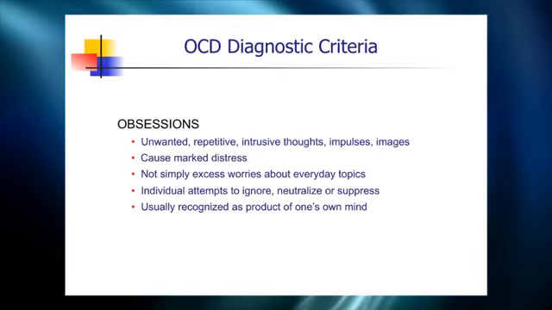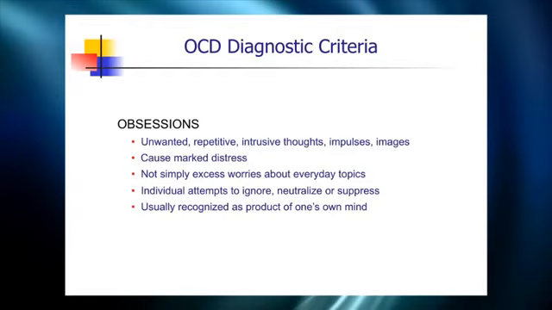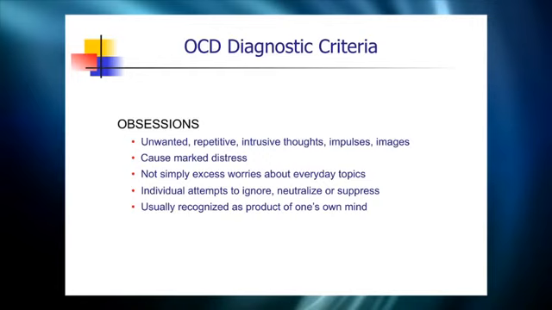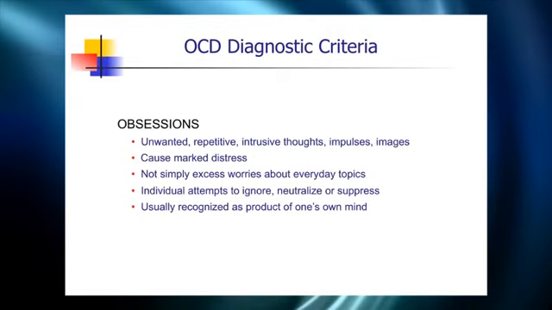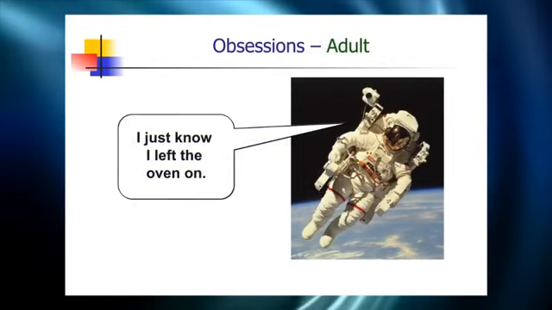OCD is characterized, as you might expect, by obsessions and compulsions. So what's an obsession? It's an unwanted, repetitive, intrusive thought, impulse or image that's distressing to the sufferer, not simply worries about everyday topics, which might be more characteristic of generalized anxiety disorder or another anxiety disorder. And these thoughts are upsetting, and the individual will do something to make them go away, and that's where compulsions come from.